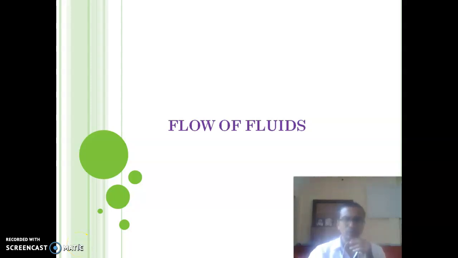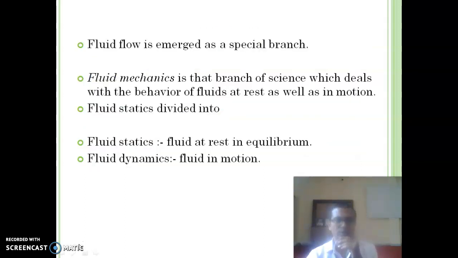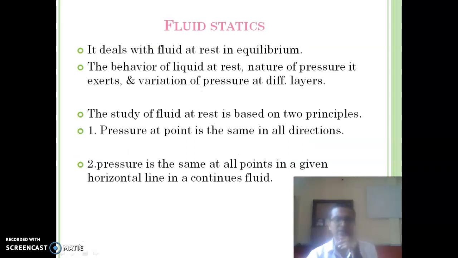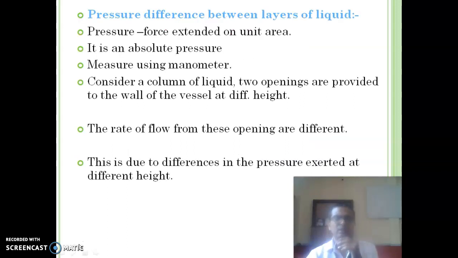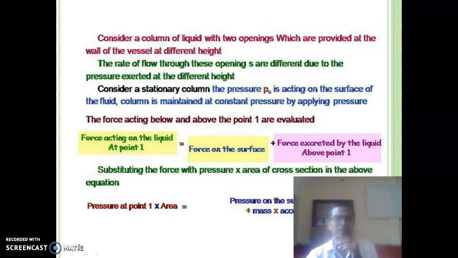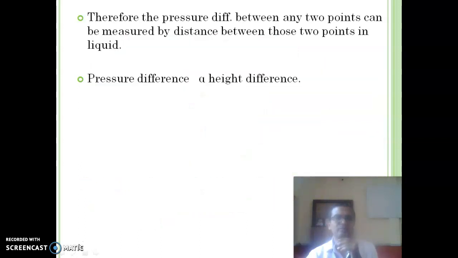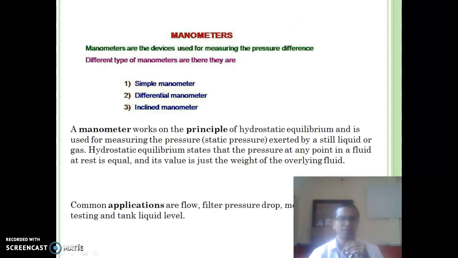So, in the last lecture, we discussed the chapter flow of fluids. In that chapter, we discussed the types of flow, that is fluid statics and fluid dynamics. In fluid statics, we discussed this example, and finally we reached this point that pressure difference is directly proportional to height difference.